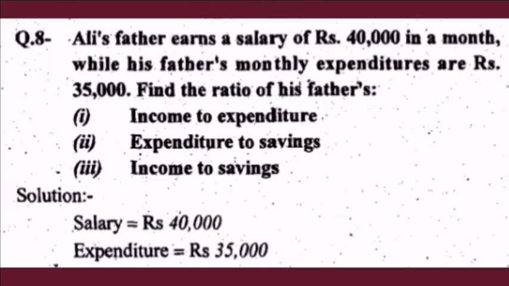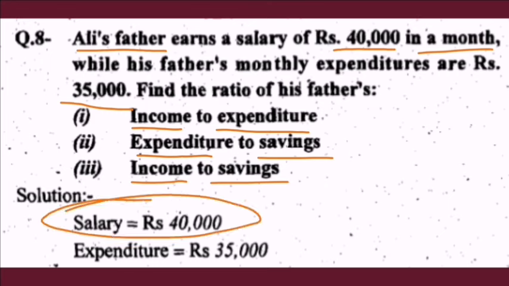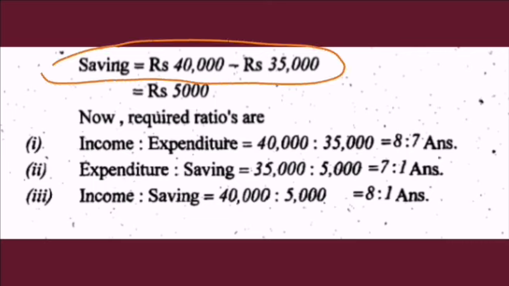Next problem, question number 8. Ali's father earns a salary of Rs 40,000 in a month, while his monthly expenditure is Rs 35,000. Find the ratio of his father's income to expenditure, expenditure to saving, and income to saving. So salary is 40,000 and expenditure is 35,000. Now what is saving? Saving will be equal to 40,000 minus 35,000, because 35,000 is the expenditure and 40,000 is the salary. So saving is 5,000.